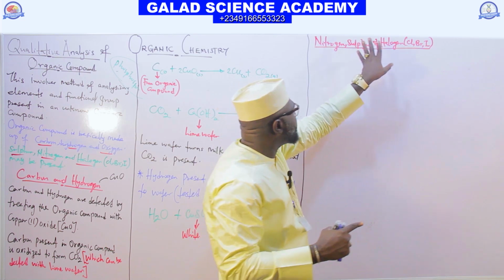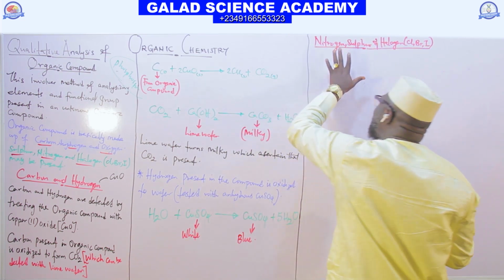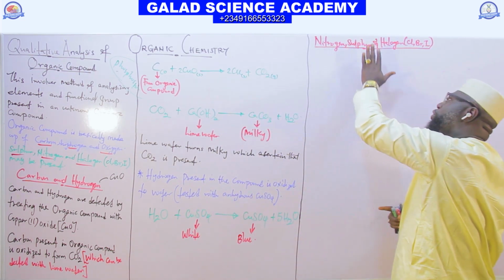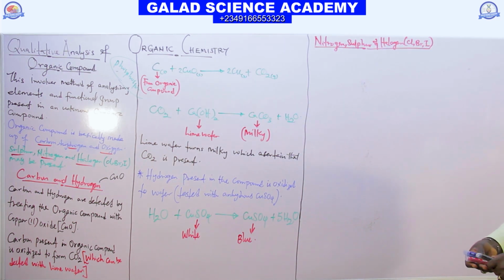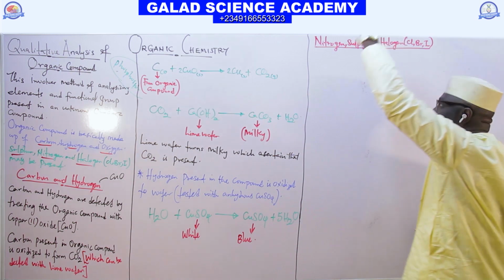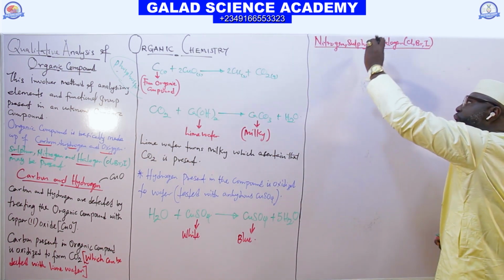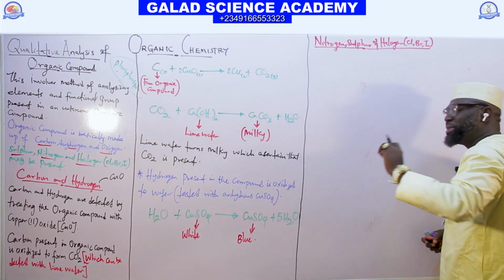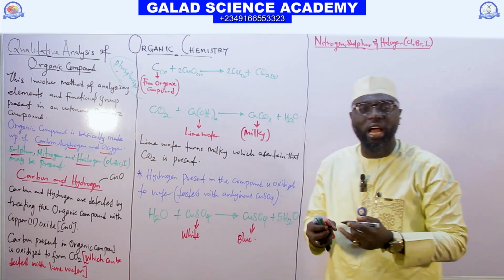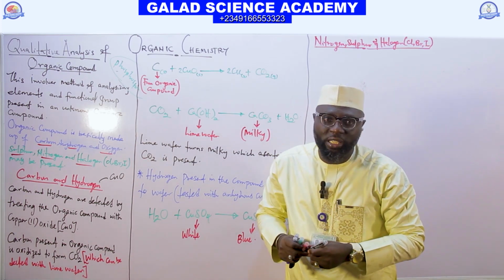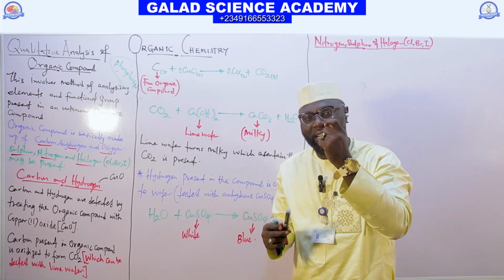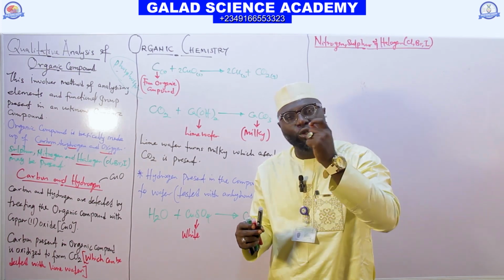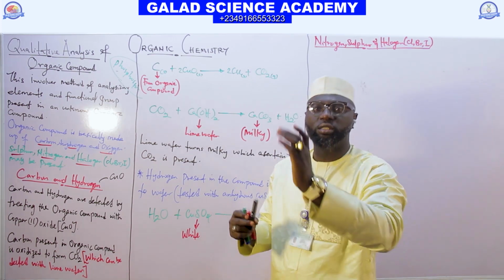So, how are we going to test for the presence of nitrogen, sulfur, and halogen in organic compounds? The presence of sulfur, nitrogen, and halogen can be tested in an organic compound by using sodium metal. And the reaction is called the sodium fusion test.